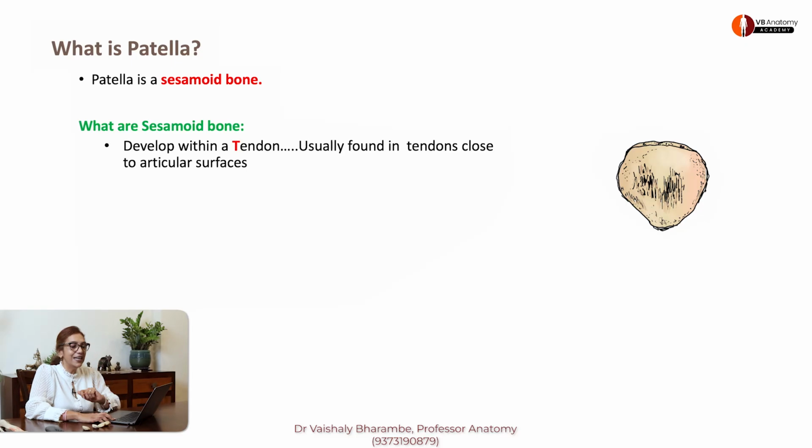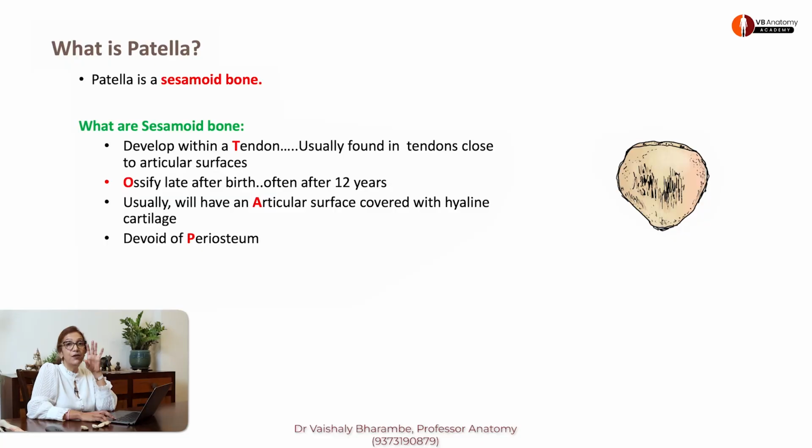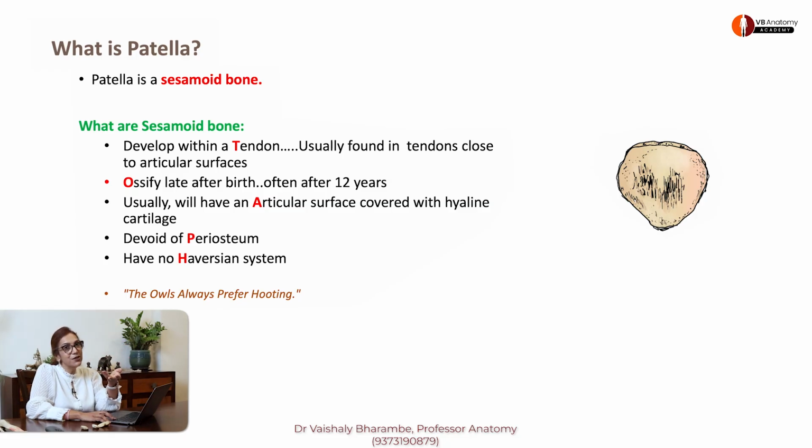See the red letter T to remember. They ossify late in life. They usually have or are close to some kind of articulating surface, so they themselves have an articulating surface with which they articulate with some other bone. They are devoid of periosteum and they have no haversian system. Okay, so they are bones but they have no haversian system.